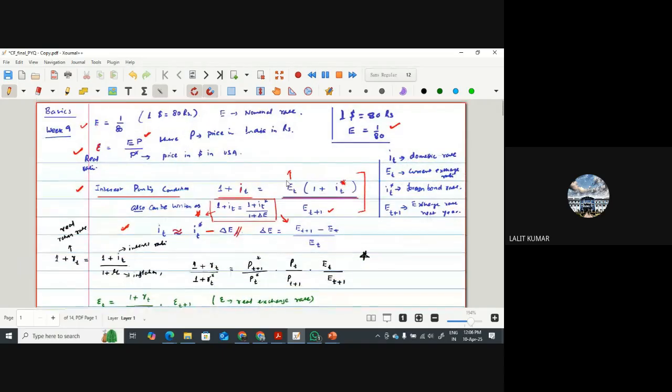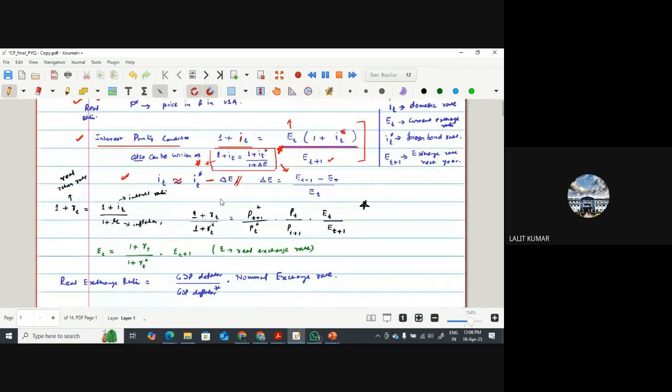Okay, so we have seen three important formulas. Epsilon is equal to E P by P star. Then the interest parity condition, 1 plus I T is equal to 1 plus I T star divided by 1 plus delta E, and the rough estimate. Now there is another formula which is about the real return rate, which is 1 plus R T is equal to 1 plus I T divided by 1 plus pi, where pi is the inflation rate.